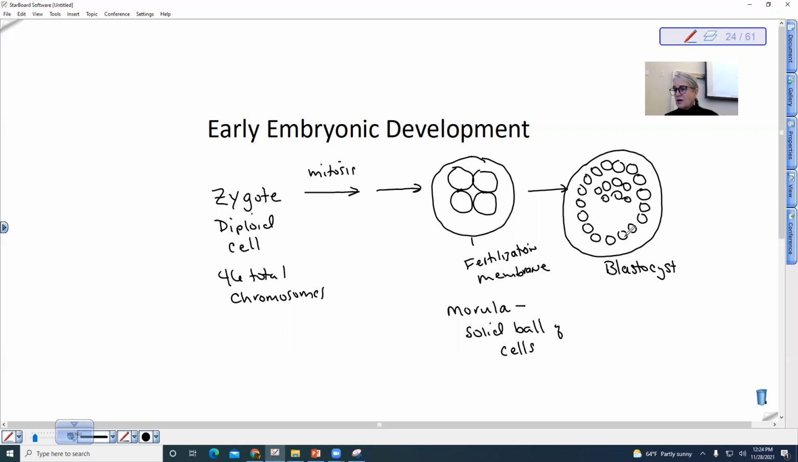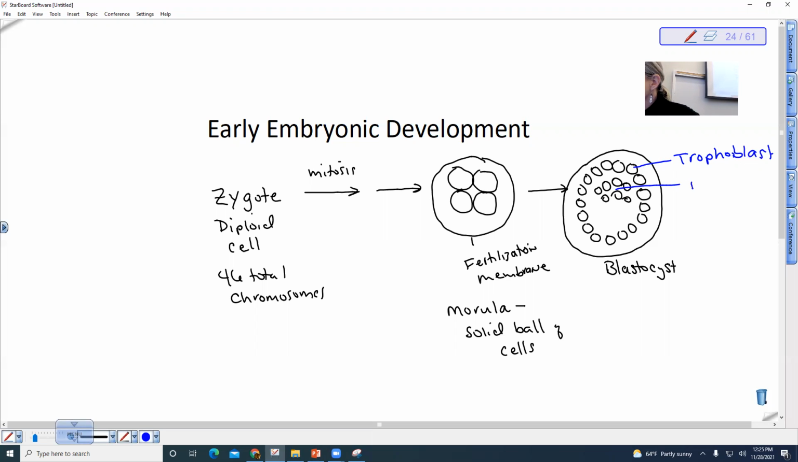So this outer layer of cells right here is referred to as the trophoblast. I'm going to use a different color here. So this outer layer is the trophoblast. Tropho means feeding. And so this is what is actually going to release digestive enzymes to allow that early embryo to digest its way into the inside of the lining of the uterus.